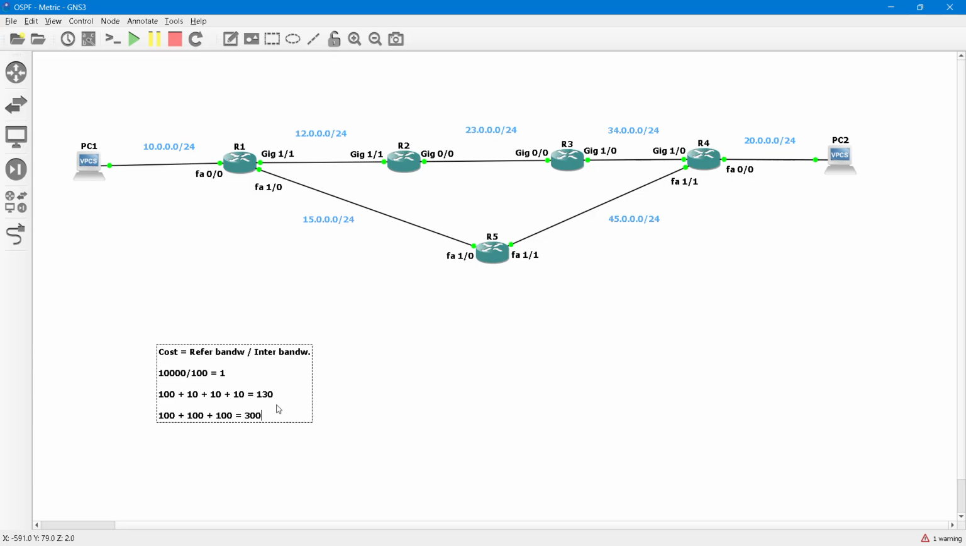So OSPF chooses by bandwidth, because of that it reduces congested networks, right? And this is what we pay for, high speed and all, right?